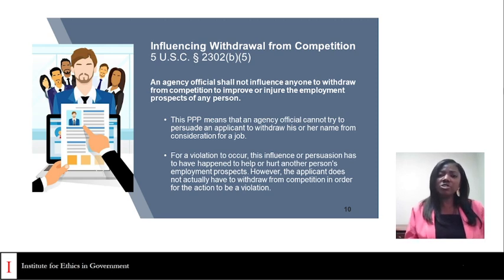Through our investigation, we concluded that the manager made these representations because he wanted that gentleman to withdraw from competition. He wanted to improve the employment prospects of his preferred candidate, who that gentleman was blocking. So we concluded that there was a B5 violation there and sought corrective and disciplinary action in that case.